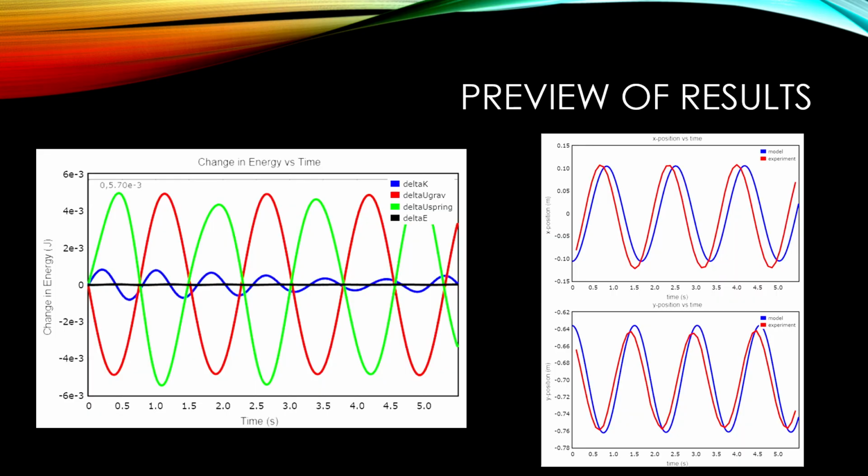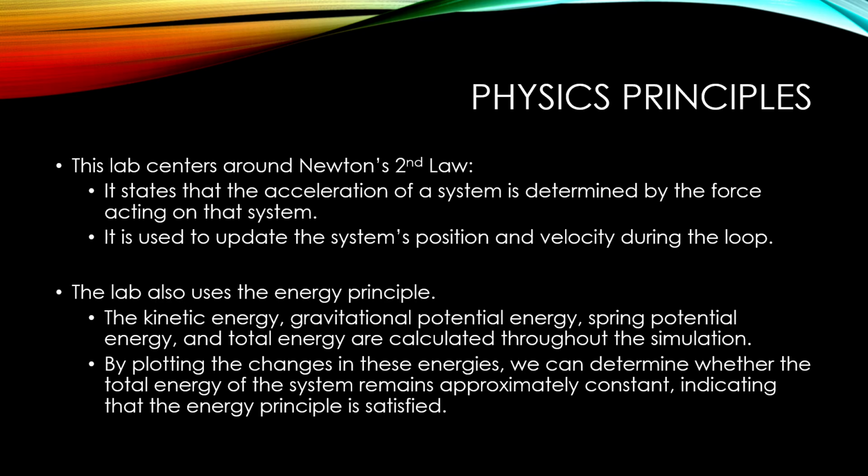The graph on the left represents the change in energy versus time, tracking things such as the change in kinetic energy, gravitational potential energy, and spring energy, and summing them up to make the total energy line, which is this black line in the center, which is constant. These graphs on the right are position versus time, with the top graph being x position and the bottom graph being y position. Here are the physics principles used in this lab.